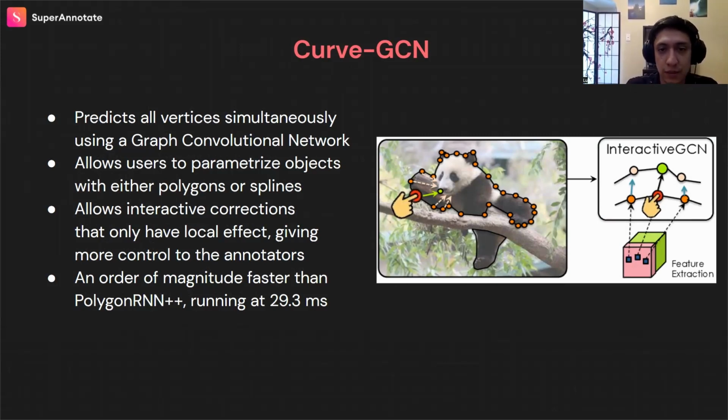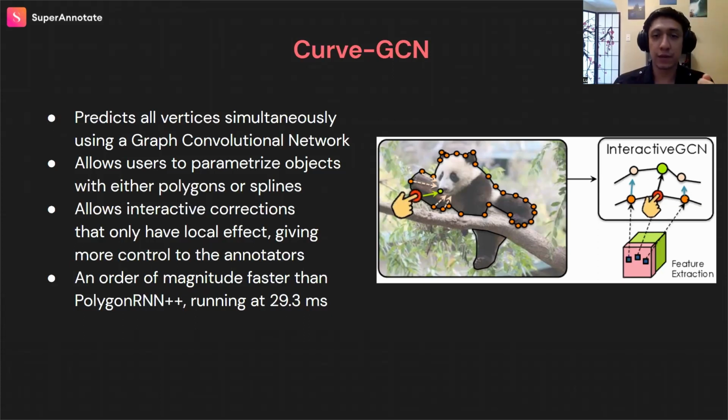So there was no dependency on the previous vertex in order to have the next one. And the main gist here was that they would create a circular node graph around the object. And then through iterations, they would close in on the actual object of interest on each step. And this was actually a lot more performant than previous methods. It outperformed Polygon RNN++ by an order of magnitude. It was running at about 29.3 milliseconds, which is very quick for these types of methods.